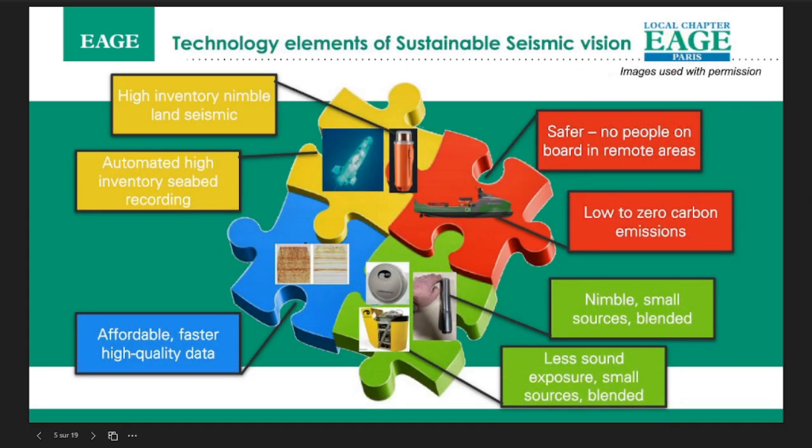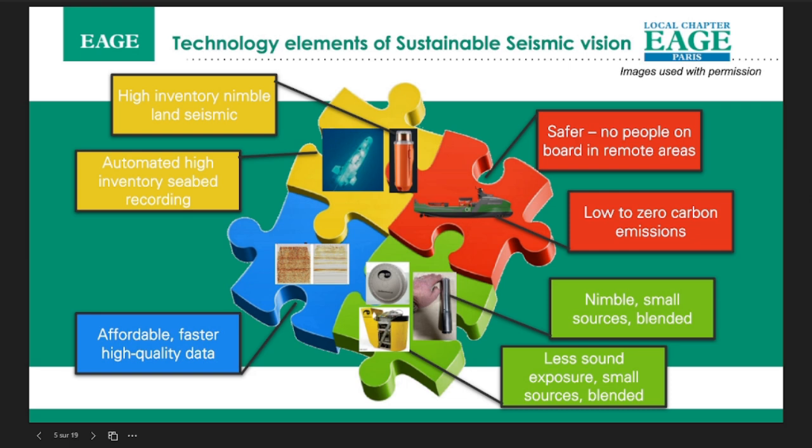So the sustainable seismic vision then is, I like to think of it as a picture, and I basically think of the four different elements as different jigsaw pieces that fit together or can work by themselves. That's what we mean by complementary. In blue, we need affordable, fast turnaround, high quality data. It was an ever increasing challenge to get more resolution, more attribute quality data so that we can distinguish fluids and lithologies and so on, and pressure.